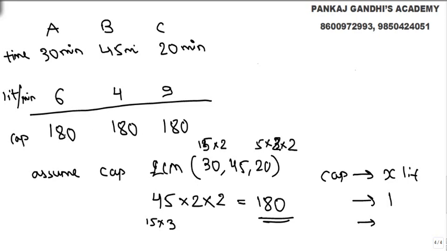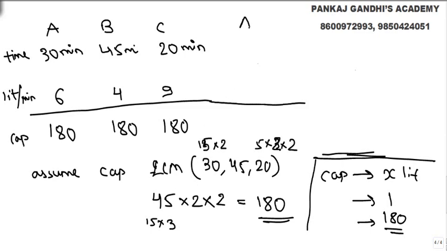These values are symbolic because if I take 360 also, the answer will not change. So simply you can take 1, we can take x, we can take 180, we can take anything. It's not going to affect the final answer.